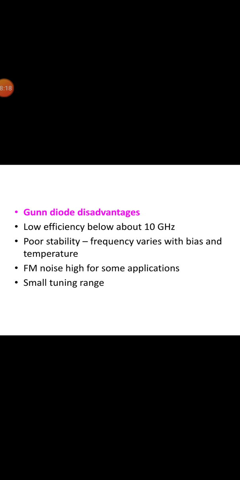Gunn diodes can be used as low and medium power oscillators in microwave receivers, in parametric amplifiers as pump sources, and in radars, and they can also be used as broadband microwave amplifiers.